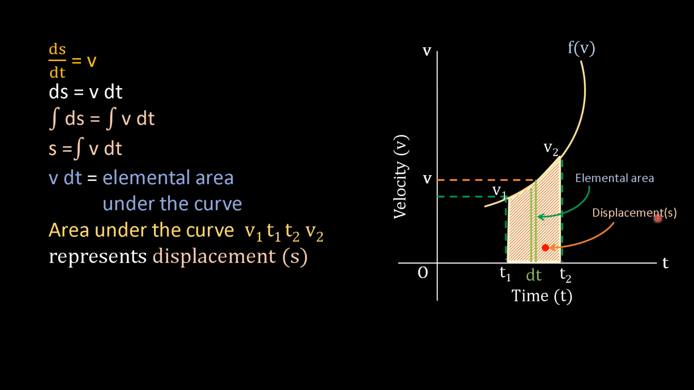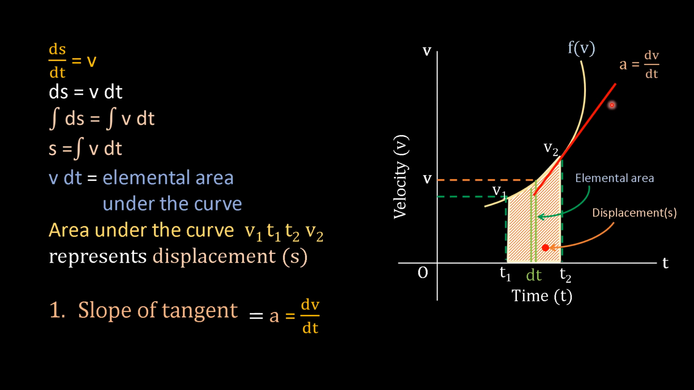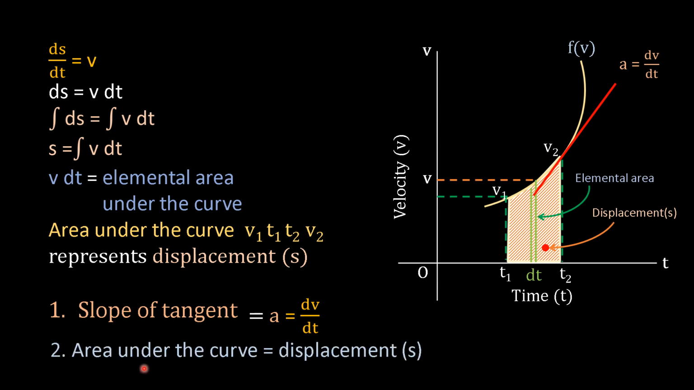From this graph, we conclude two things. Number one, slope of the tangent, which is this tangent, equals acceleration, which is dv by dt. So the slope of this tangent is acceleration dv by dt. And number two, area under the curve, which is this area, represents displacement s.